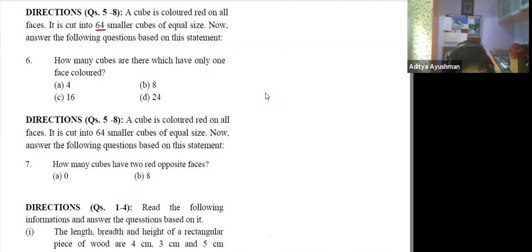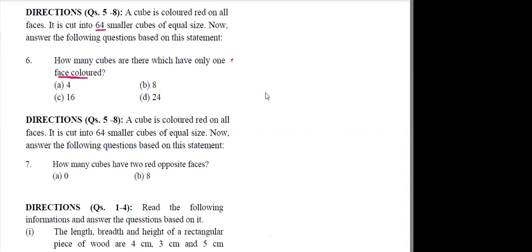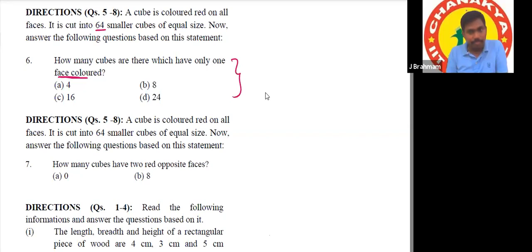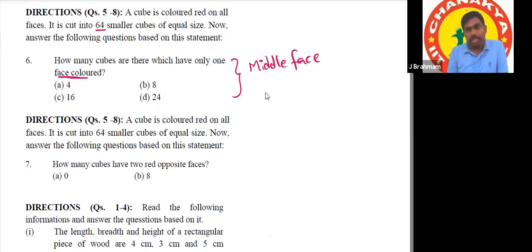Now the question is, how many cubes are there which have only one face colored? Sir, 24. Where are they available? In the middle of each face, except the edges and the corners. Actually, each face is a square. Sorry, each face is a square. Yes or no?